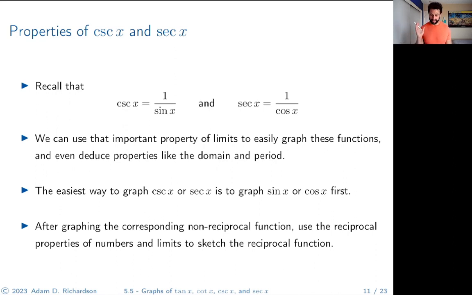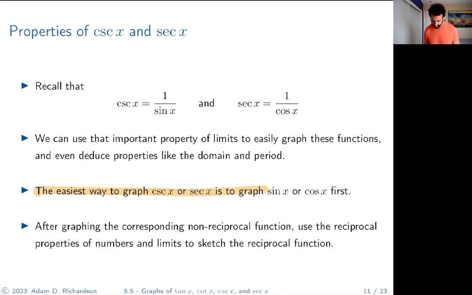You just use that important property of limits we talked about. Graph sine, graph cosine, and then look at the reciprocal behavior. If sine has a 0, then cosecant is going to have an infinite limit. If sine has an infinite limit, which it doesn't, then cosecant would have a 0. So cosecant isn't going to have any zeros. We're going to see all of this just pop right out of the graph. So what's the tip? How do you actually graph cosecant and secant?